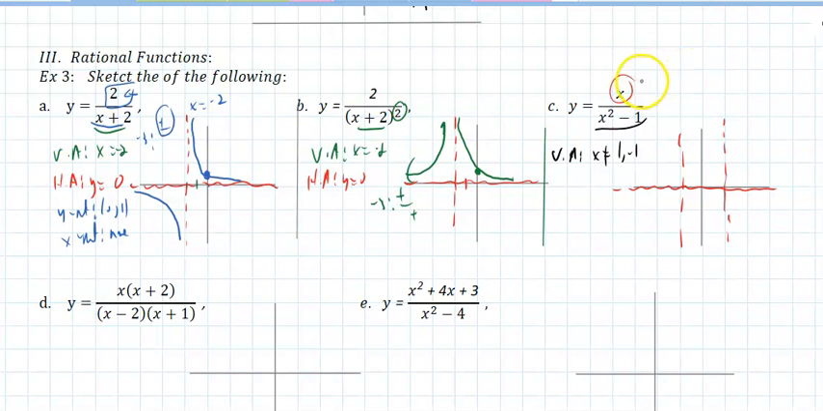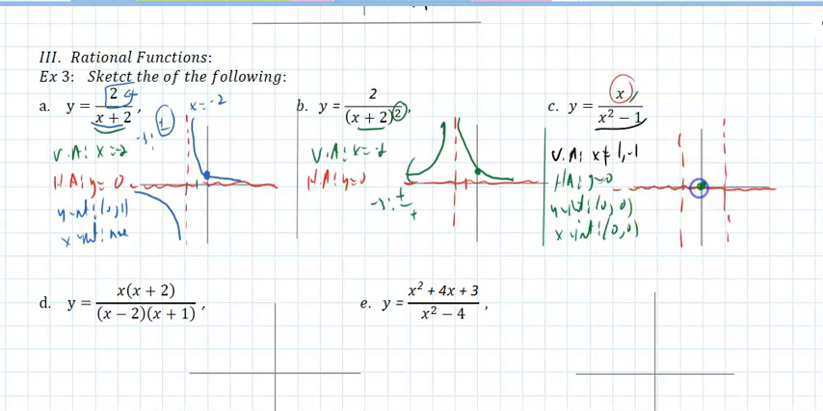Now, horizontal asymptote, y equals 0. Y-intercept, replace x by 0. If I put 0 in there, I'll get 0. And x-intercept, the top equals 0 when the bottom equals 0. So the graph passes through this point.